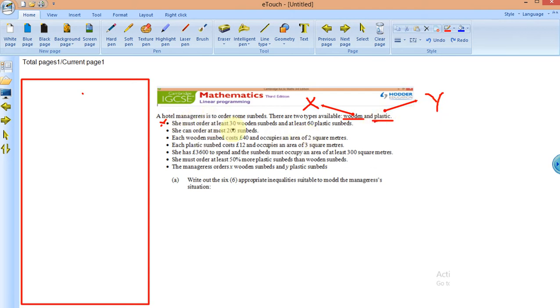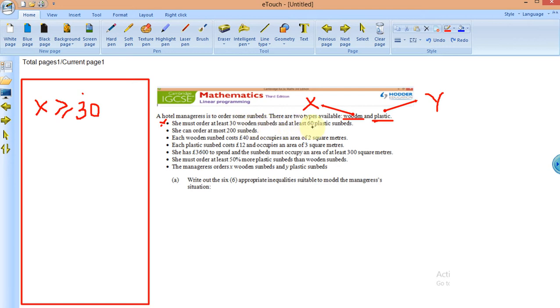She must order at least 30. At least means 30 and above. The minimum is 30. And what I want there is wooden, and wooden is x. So x, at least, the inequality sign we take for at least is greater than or equal to. So that's the first inequality: x is greater than or equal to 30.